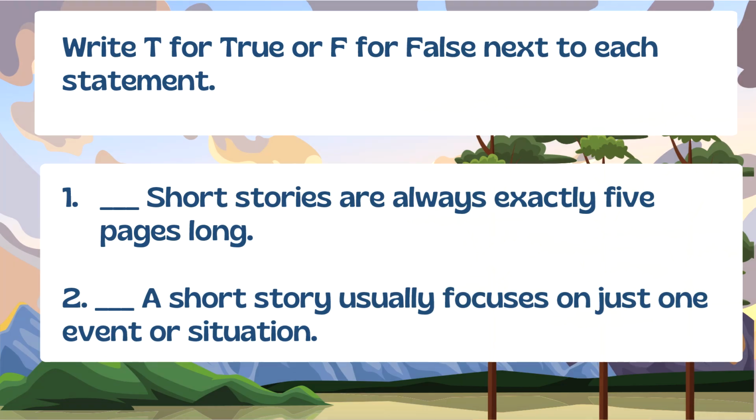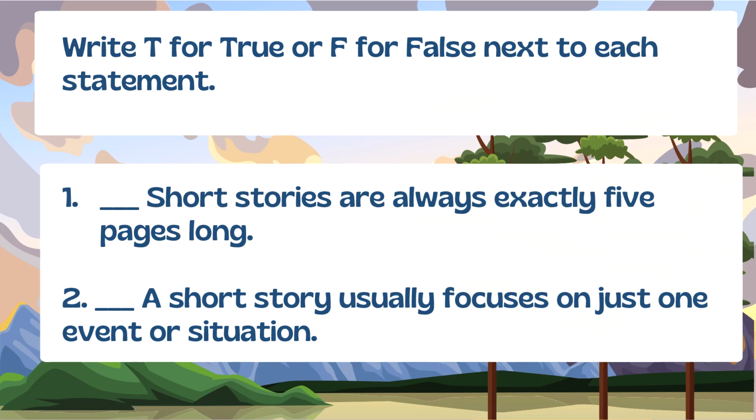Now let's have another test. Write T for true or F for false next to each statement. Number 1, short stories are always exactly 5 pages long. That's F for false. It doesn't have to be 5 pages.